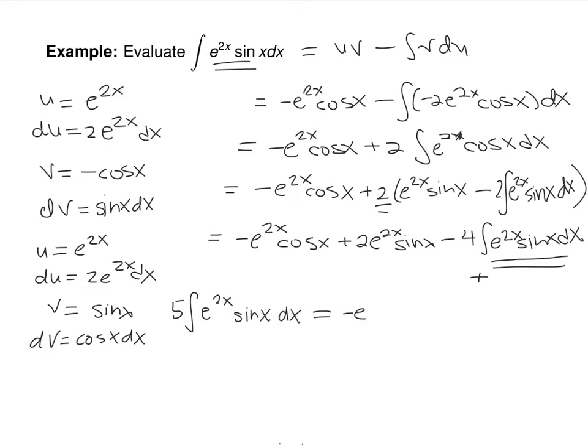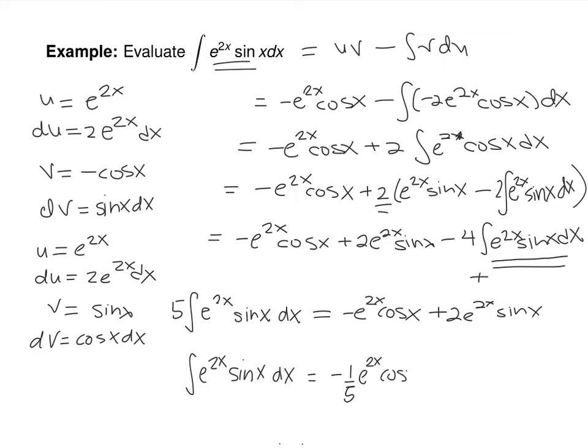Equals negative e to the 2x cosine x plus 2 e to the 2x sine x. And for your final answer you divide by 5, and don't forget your plus c. So the integral of e to the 2x sine x dx is negative 1/5 e to the 2x cosine x plus 2/5 e to the 2x sine x plus c.